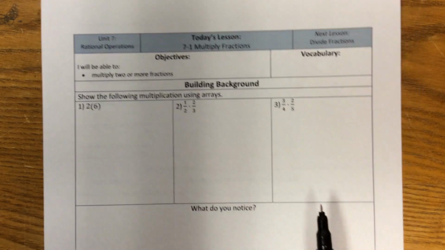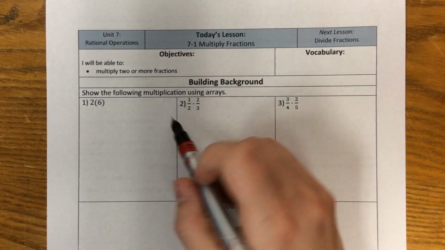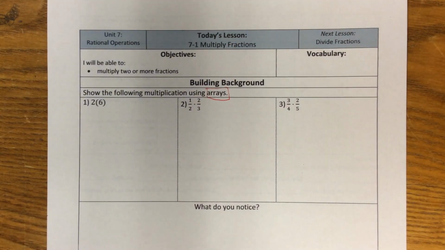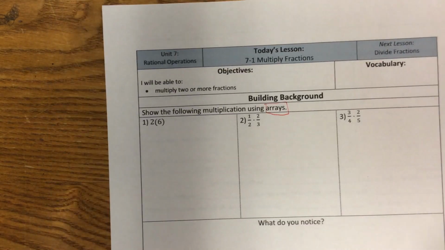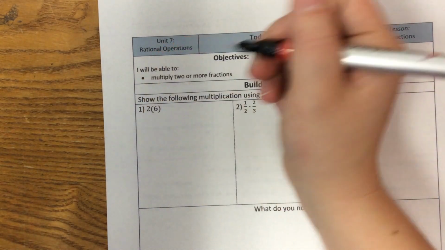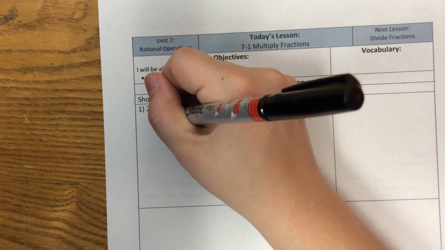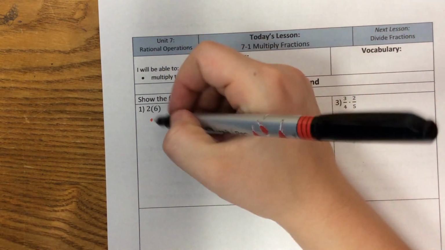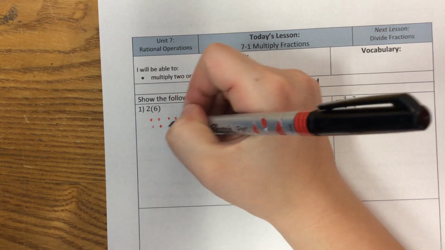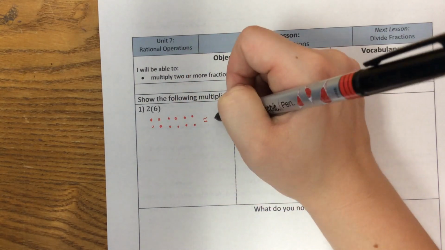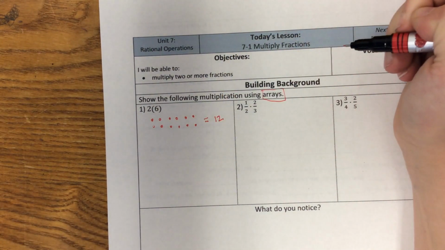if you wanted to. So the first thing we're going to do is build background. And we're going to use some arrays. So remember, arrays means using dots or a grid to help with this. For 2 times 6, I'm going to have 2 rows of 6. So 1, 2, 3, 4, 5, 6. And then another row. 1, 2, 3, 4, 5, 6. So there are 12 dots total, and that's why 2 times 6 is 12.